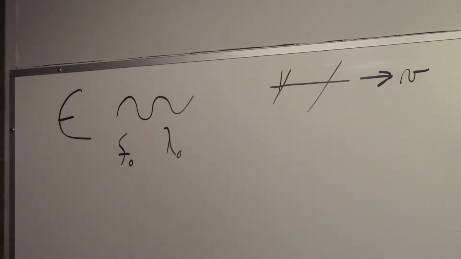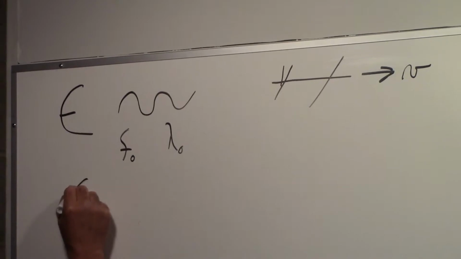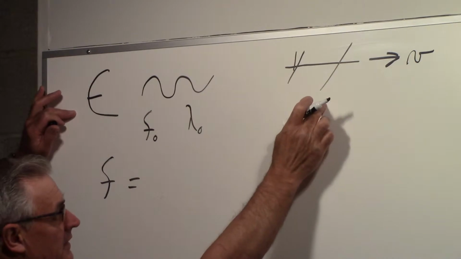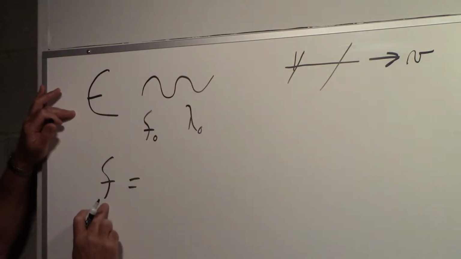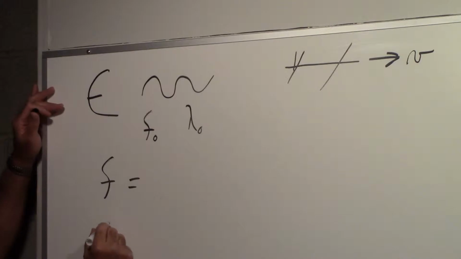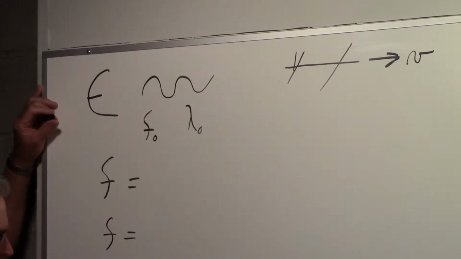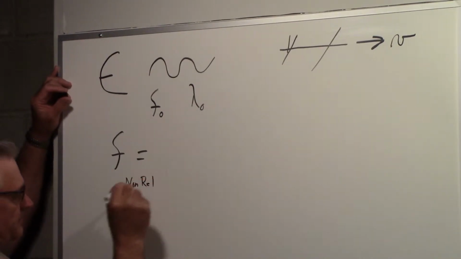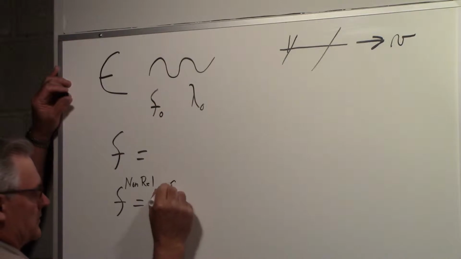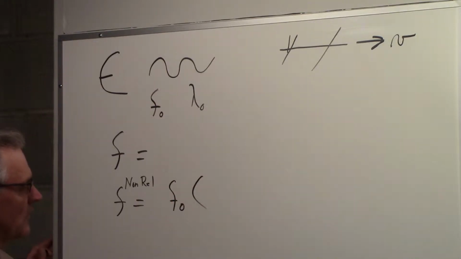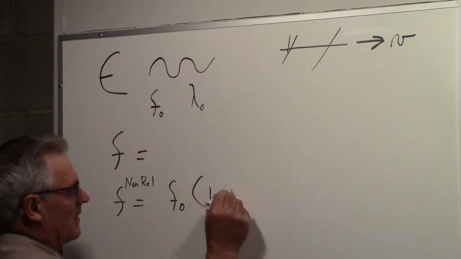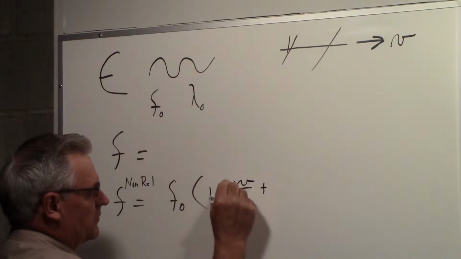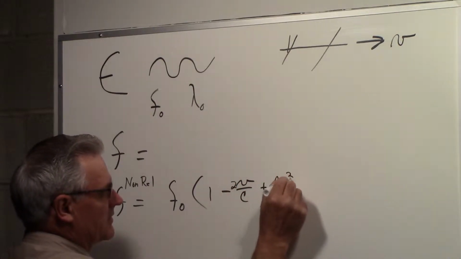And so what we found was, where the frequency received by the radar, the wave goes out, hits the moving target, comes back to the radar. This is the received frequency. Let me start down here. For the non-relativistic case, this was equal to f0 times 1 minus 2v over c plus v squared over c squared.